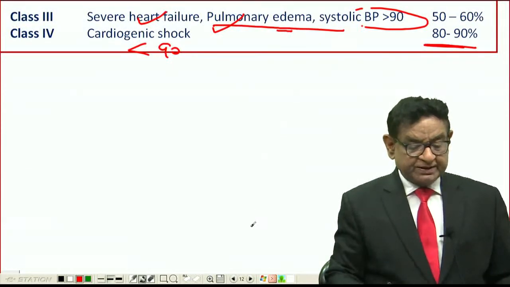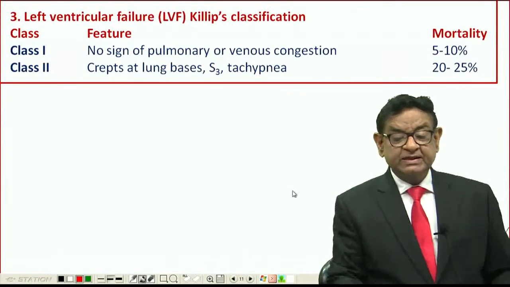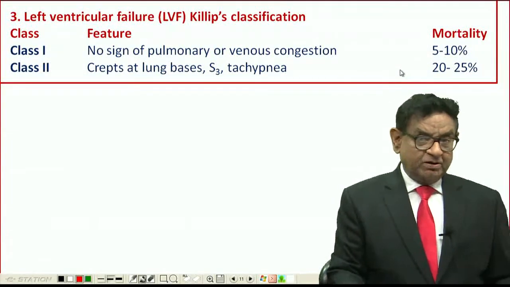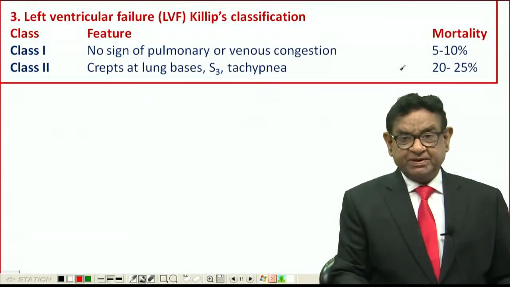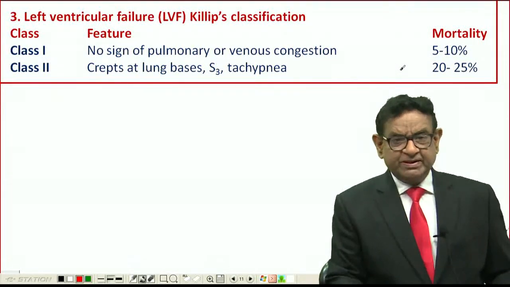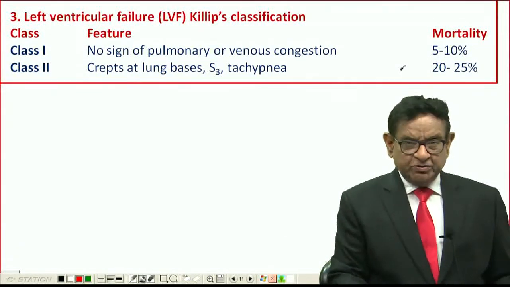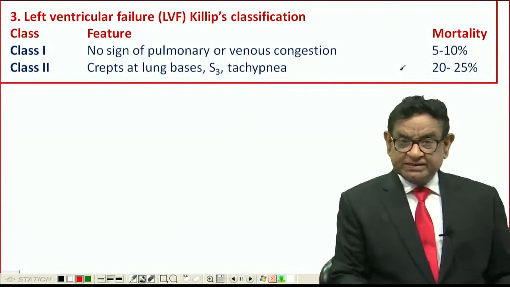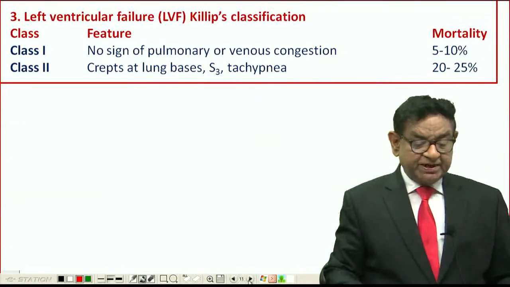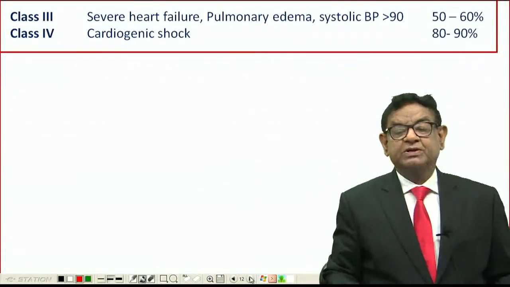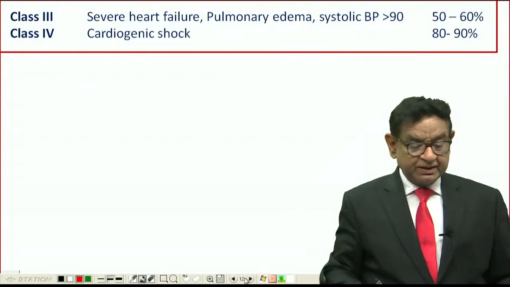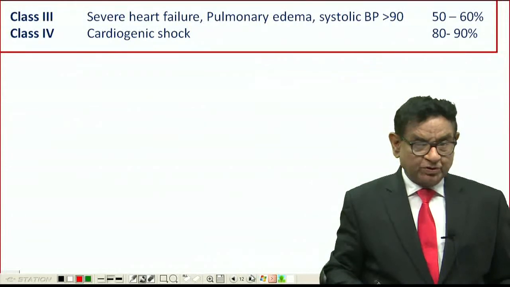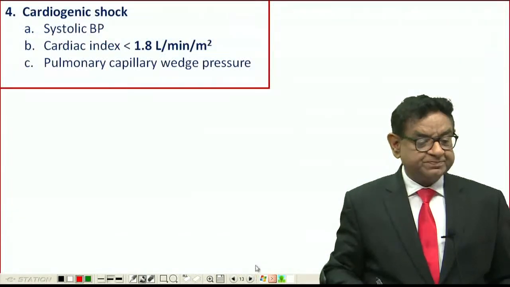But before I proceed further, I have given you mortality figures like this. These vary from place to place, depending on how good the medical facility is in that particular place where the patient is admitted. But by and large, giving the idea of this percentage is to make you understand that it is the severity of pump failure which tells you the outcome. Class 1 mortality is 5 to 10%, class 4 is 80 to 90%.